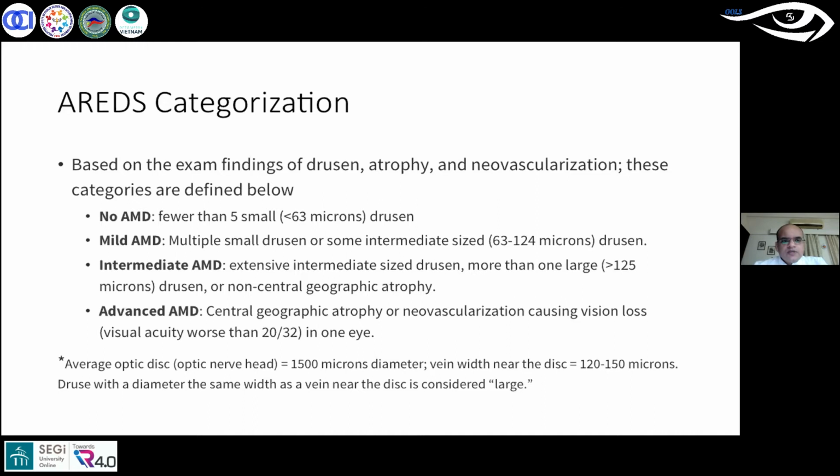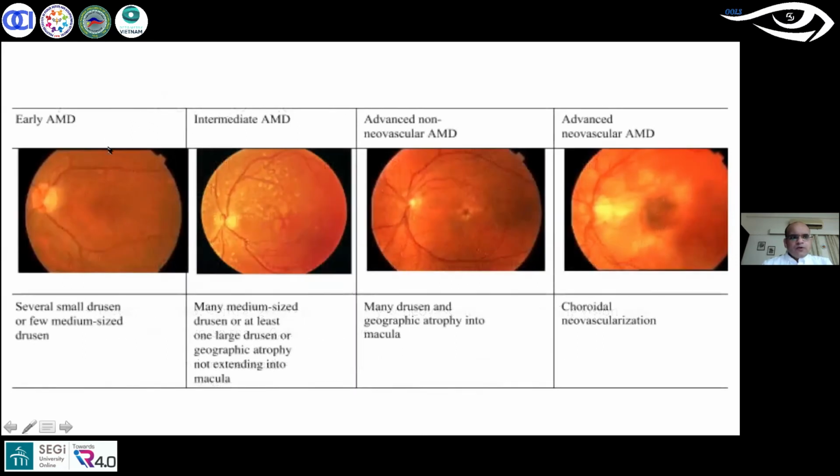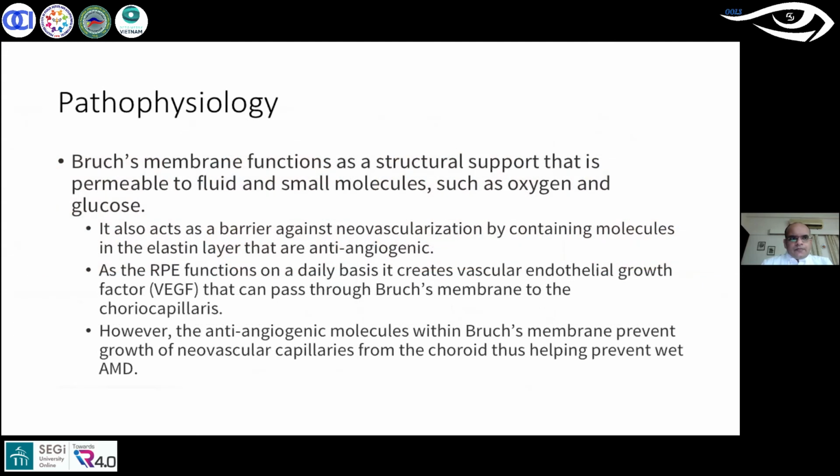So visual acuity was 20/30 in one eye. Now, as a benchmark, an average optic disc is around 1500 microns, and the vein width near the disc is around 120 to 150 microns. So drusen with diameters the same width as a vein near the disc is considered large. This is just to recap what we have as early, intermediate, advanced non-neovascular AMD, and advanced neovascular AMD.